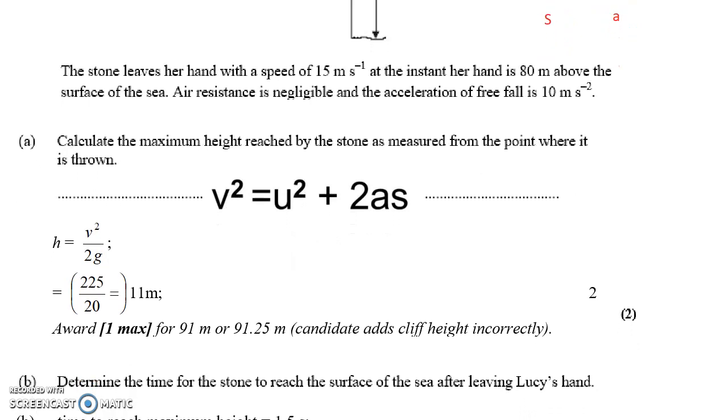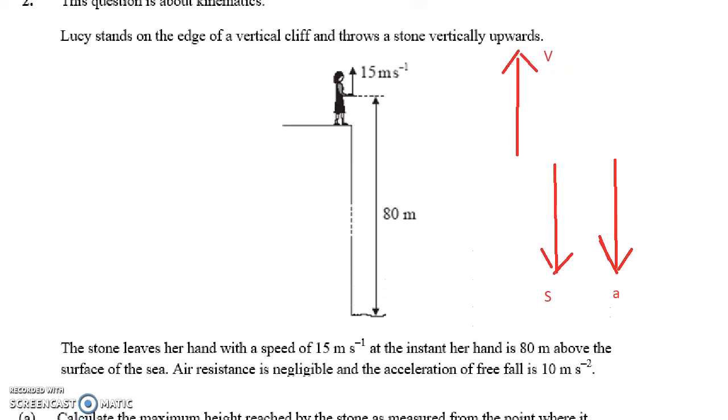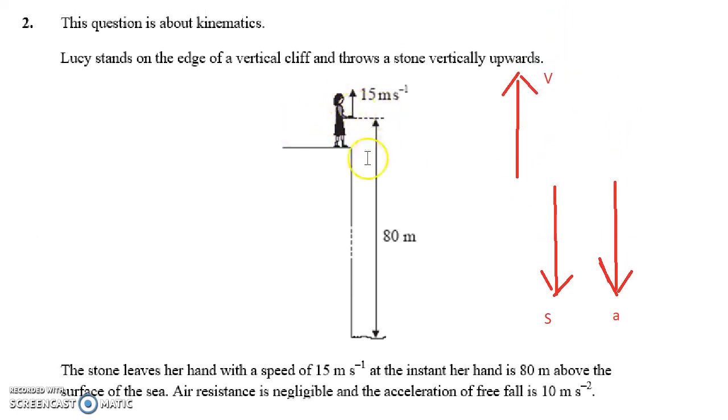The second part of the question is to determine the time for the stone to reach the surface of the sea. Now this is additionally complicated because most people would determine the time it takes for the stone to get to the top using that information you just calculated, and then the time it takes to get to the bottom from the top, which is 2 calculations. Now, you don't have to do that.